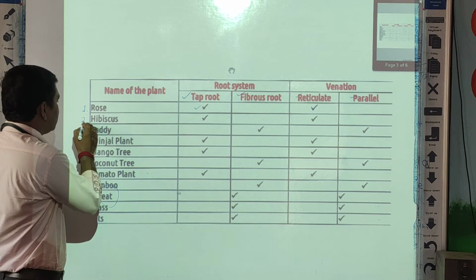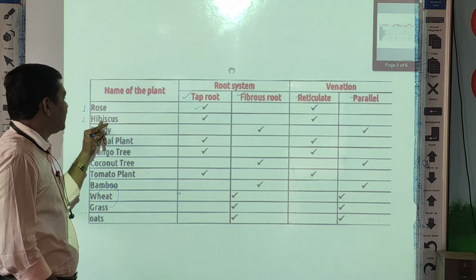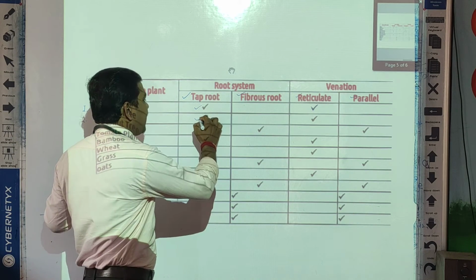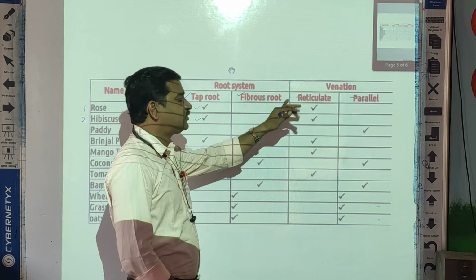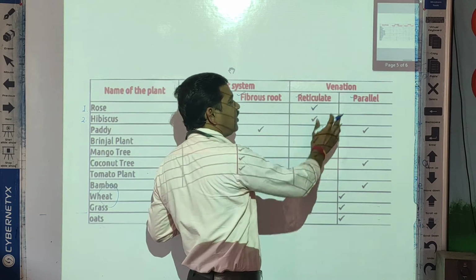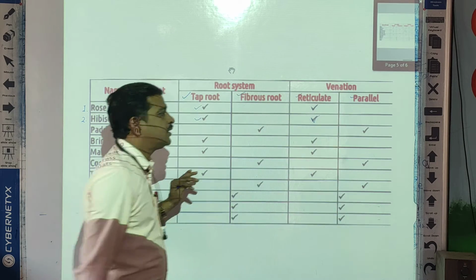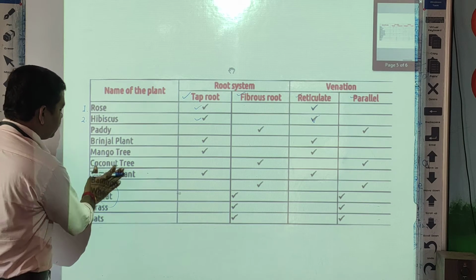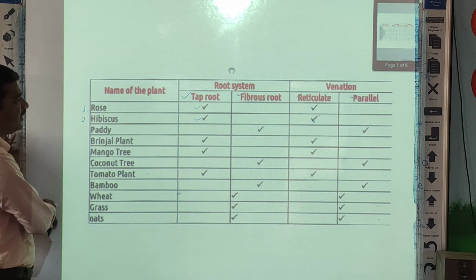In the same way you can go for the second example. Take one more plant, hibiscus. What type of root system is there? Taproot. So tick here. Fibrous root, don't write anything. Then what type of venation can you see? Reticulate venation.